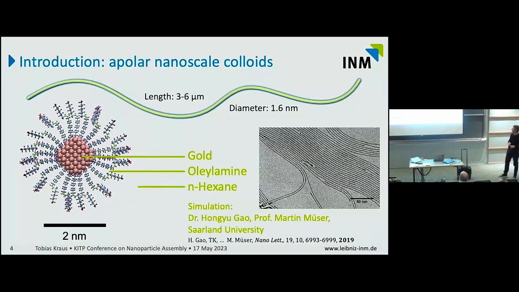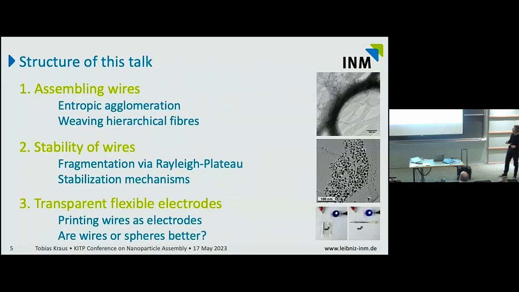I'll talk about three different things. I'll first talk about self-assembly. So how do these wires assemble? Why? Under which conditions? What is an entropic mechanism, which is maybe a bit unusual for the assembly of such wires? How can you make hierarchical structures out of them to actually create fibers?